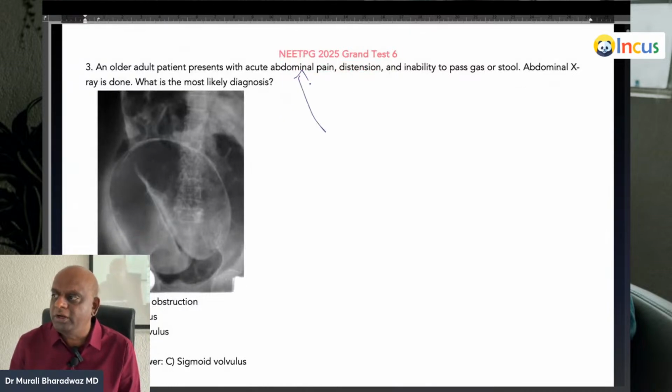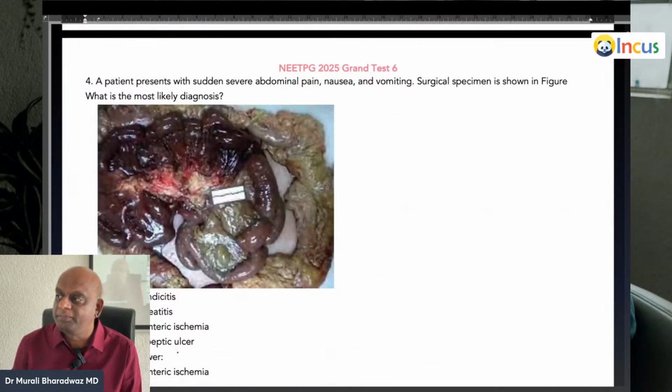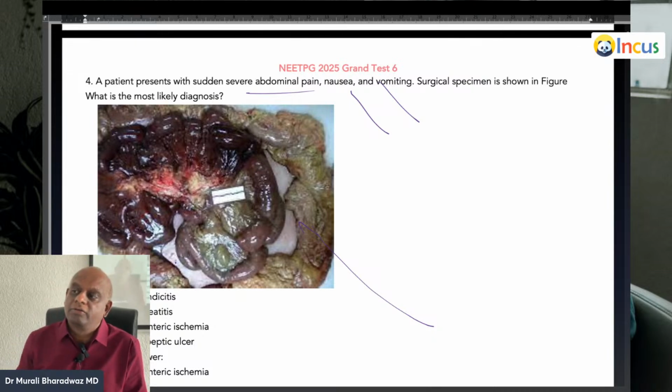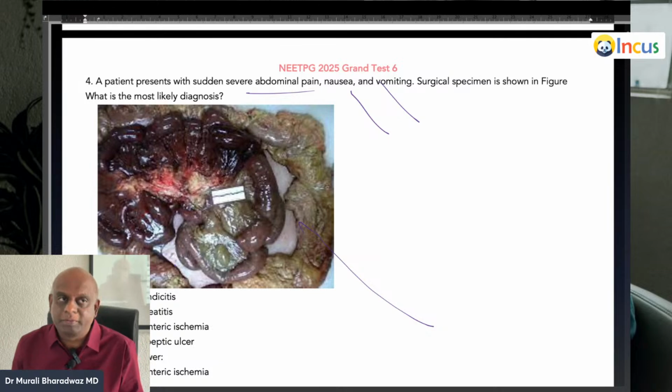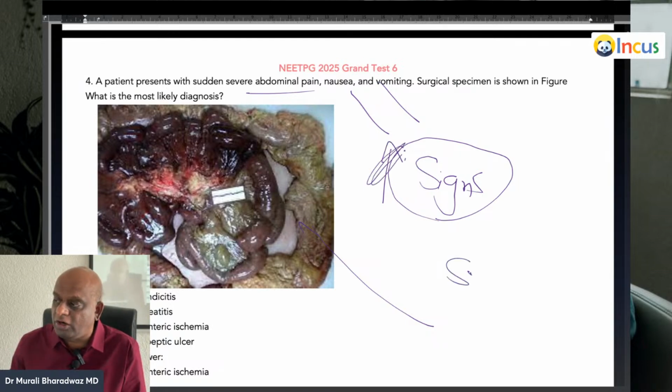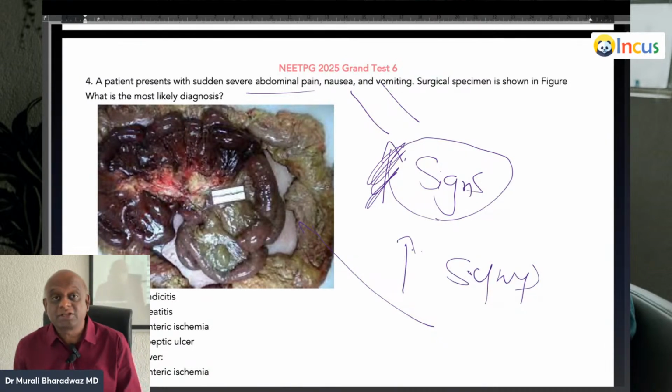An older patient with acute abdominal pain and distension, coffee bean sign, this is called as, which is the feature of sigmoid volvulus. When there is a severe abdominal pain, nausea, vomiting, what you are able to see is acute mesenteric ischemia. So what is a very important finding about acute mesenteric ischemia? Signs will not be prominent, but symptoms will be very prominent.